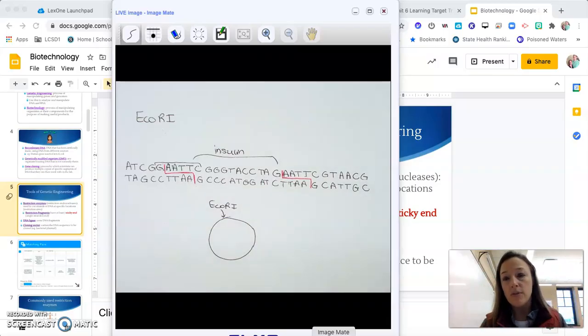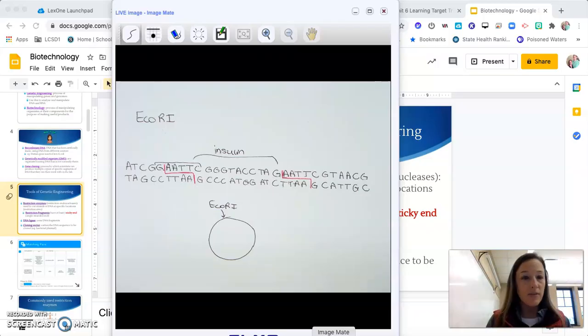And so that's the benefit of using a restriction enzyme: when you cut 2 different genes with the same restriction enzyme, you're going to get matching sticky ends, and so they're going to be able to fuse together more easily. Okay, so I can explain how a restriction enzyme works.